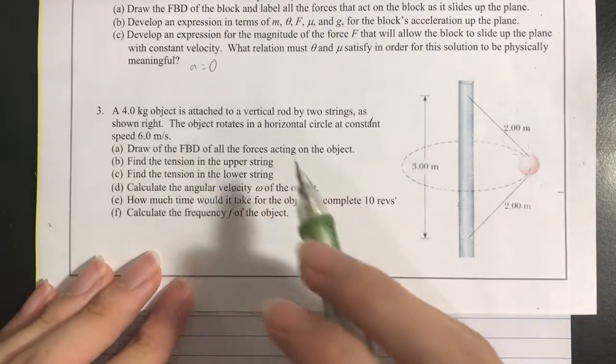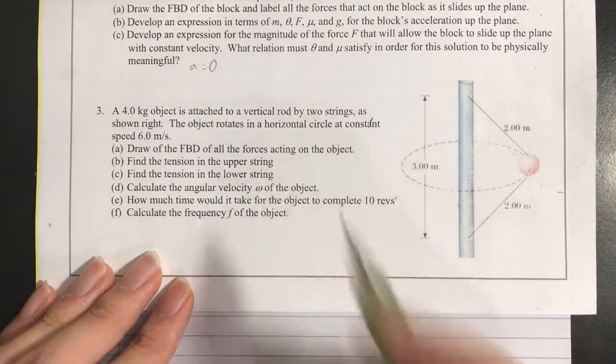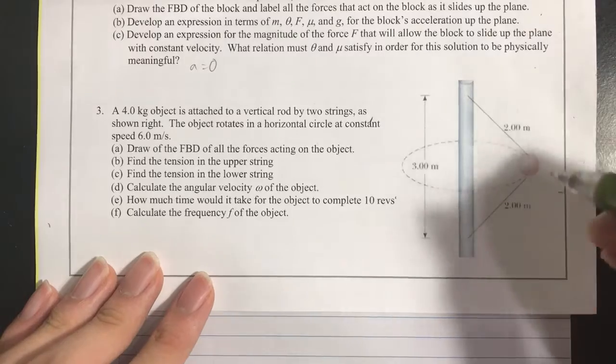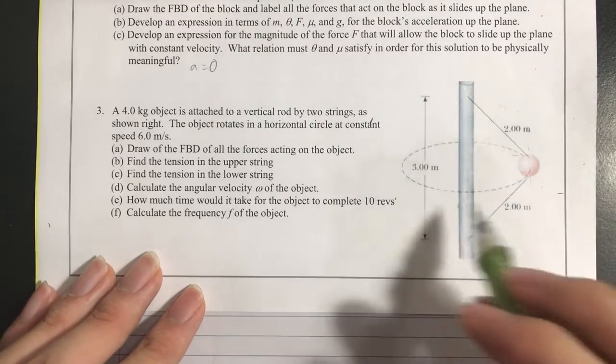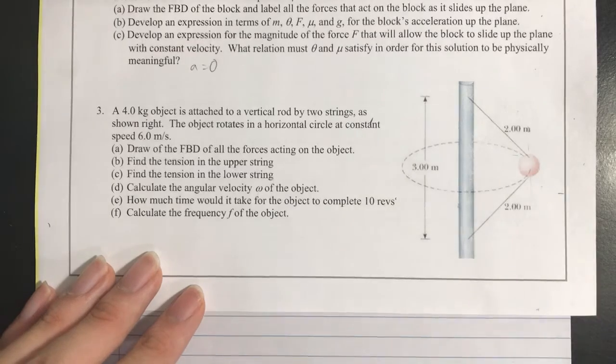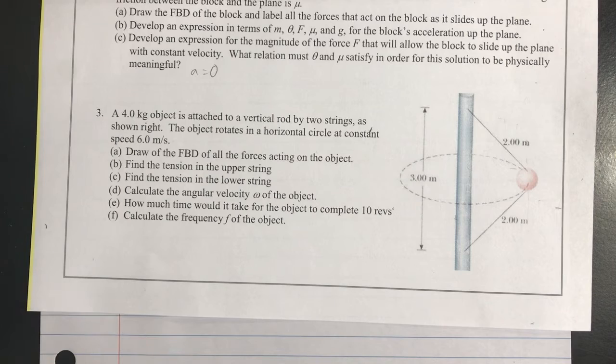A 4 kilogram object is attached to a vertical rod by 2 strings as shown right. Here's the object, here's the rod, here's the 2 strings. And the object rotates in a horizontal circle with a constant speed, constant velocity of 6 meters per second. Part A, draw the force body diagram of all the forces acting on the object.